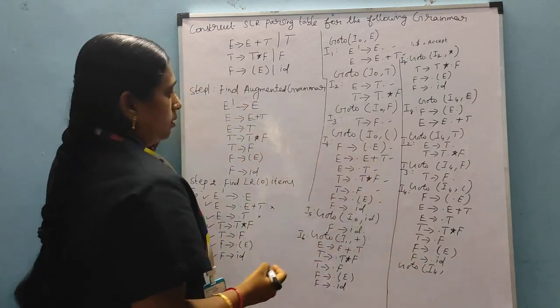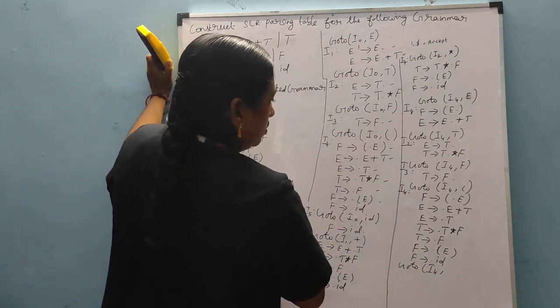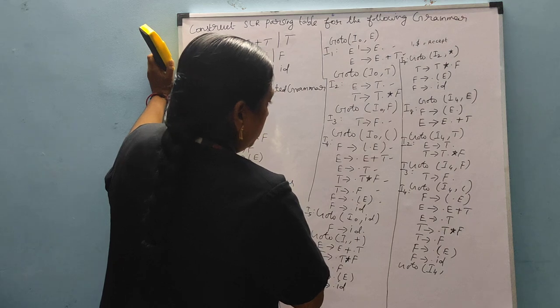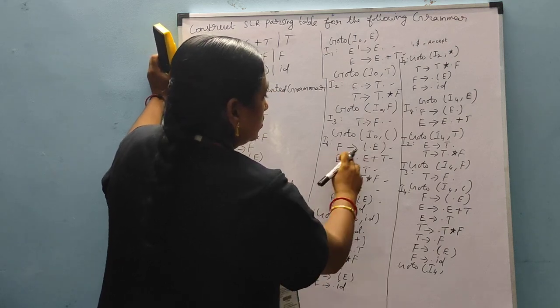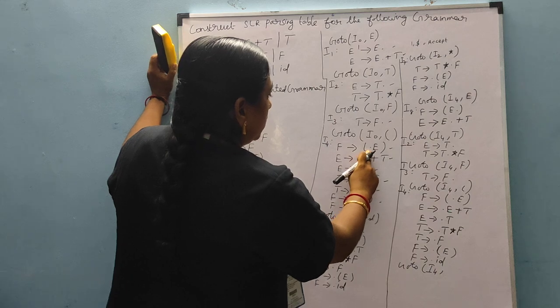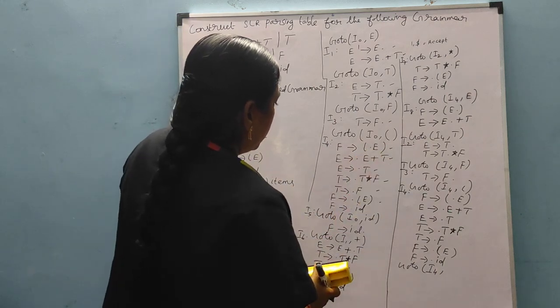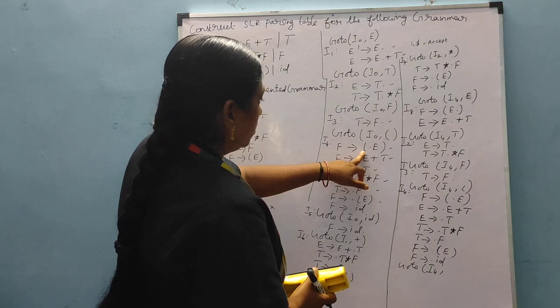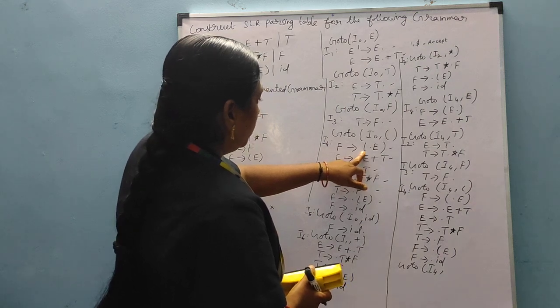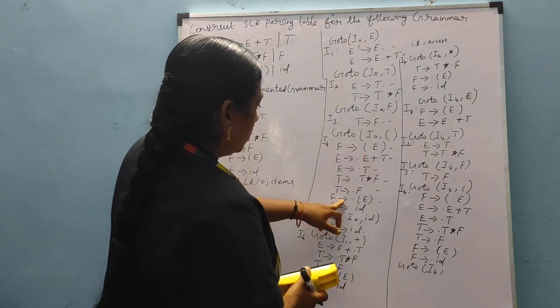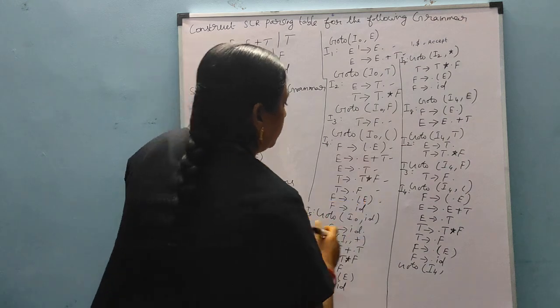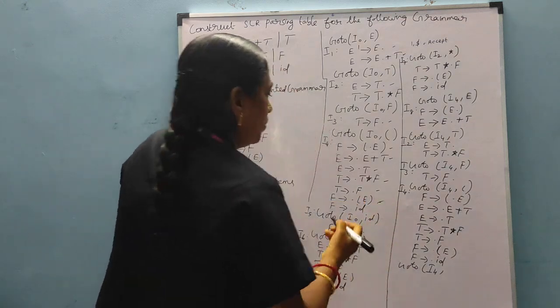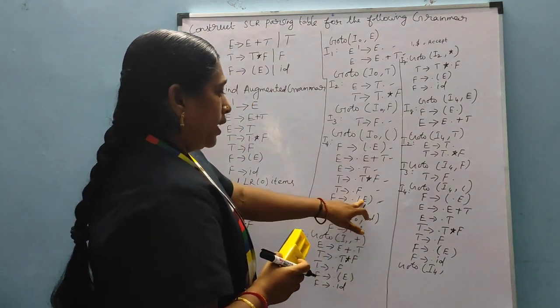I4 comma... this one I completed that. I4 comma open bracket. Is there any missing? Go to I4 comma F, completed. Yes. Then F. Yes, here. Up to this completed. I4 comma open bracket completed.